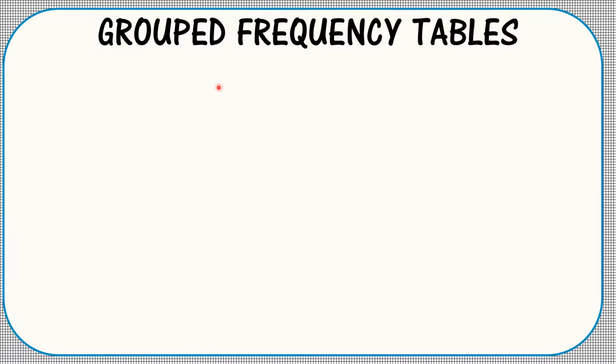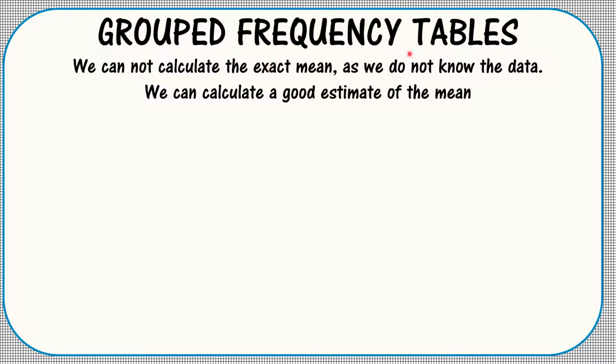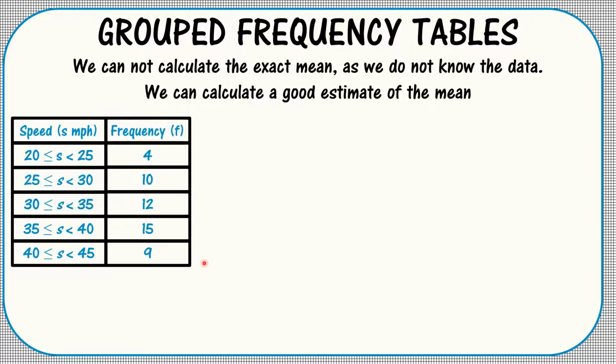The final thing that we'll look at is the mean from a grouped frequency table. Again, we cannot calculate the exact mean as we do not know the data. We can calculate a good estimate for the mean. Again, we have this grouped frequency table.